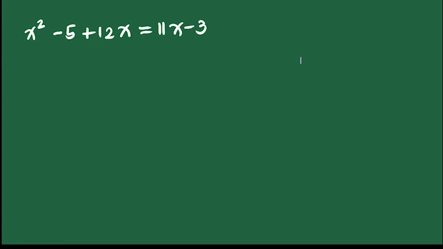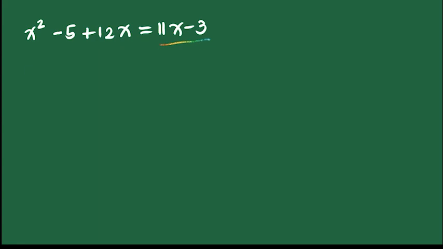The 9th example, we have x squared minus 5 plus 12x equals 11x minus 3. So all we have to do is to make the right side of the equation equal to 0. To make it equal to 0, all we have to do is to subtract 11x and add 3 on both sides of the equation.